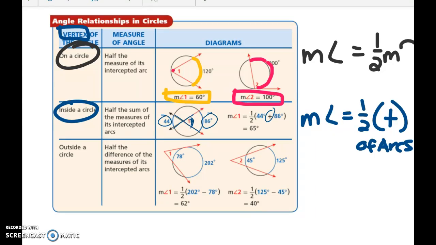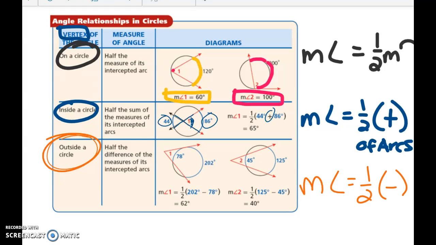And then lastly, we have outside of the circle. Outside the circle, if the vertex is outside the circle, the measure of the angle is equal to half the, you guessed it, difference of the arcs. Okay, half the difference.